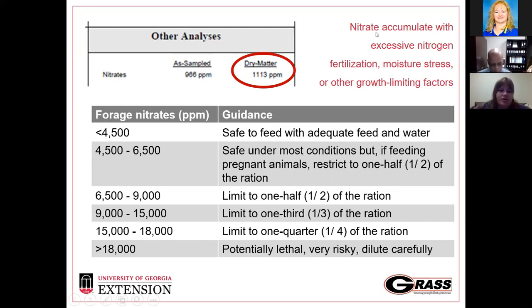Those nitrates are coming from excessive nitrogen. It can come through fertilization, if it's moisture stress, or if we had growth limiting factors. So often in times of cold or drought stress, things that are limiting that plant's growth. And as soon as it's coming out of there, the nitrates tend to be very high in concentration. So in a lot of cases, a way to mitigate that is waiting before we go out and graze or harvest for that nitrate concentration to come back down.